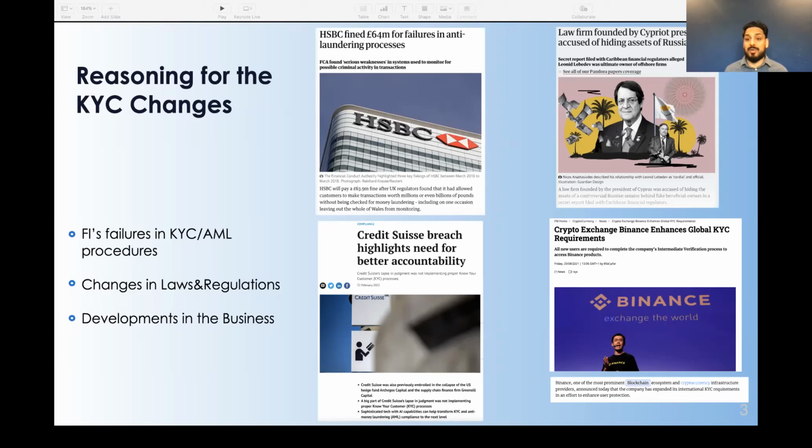But obviously, big mistakes happen all the time, as you can see with Binance. Binance is a big crypto exchange, and they have to enhance their global KYC requirements because they also had a lot of verification failures when they were accepting customers. So these are the main reasons for the KYC changes in the past years, as you can see.